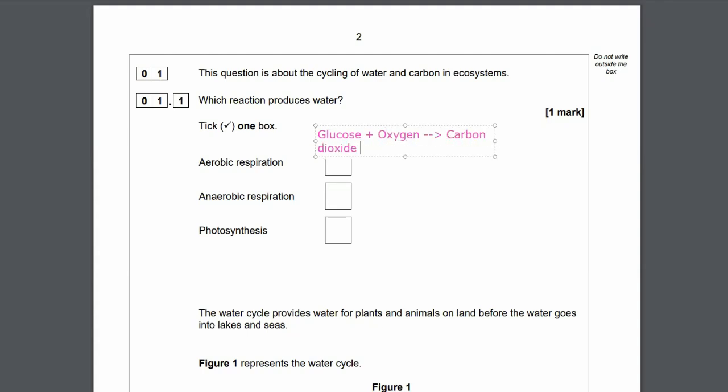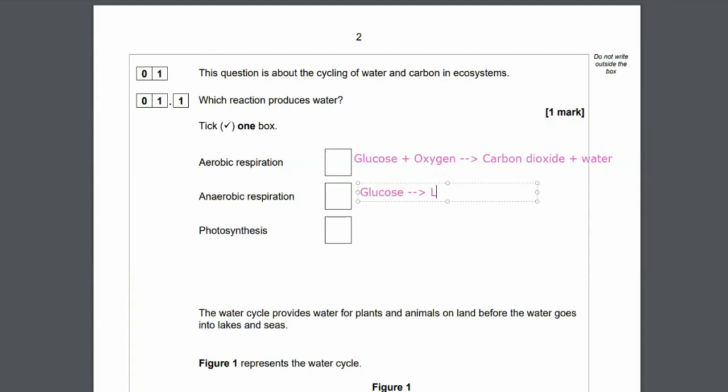Glucose plus oxygen makes carbon dioxide and water. Then we have anaerobic respiration. Let's just do the animal one, which is glucose straight to lactic acid. If it was with plants, it'd be glucose to ethanol and carbon dioxide. And let's do photosynthesis. Carbon dioxide plus water produces glucose plus oxygen.